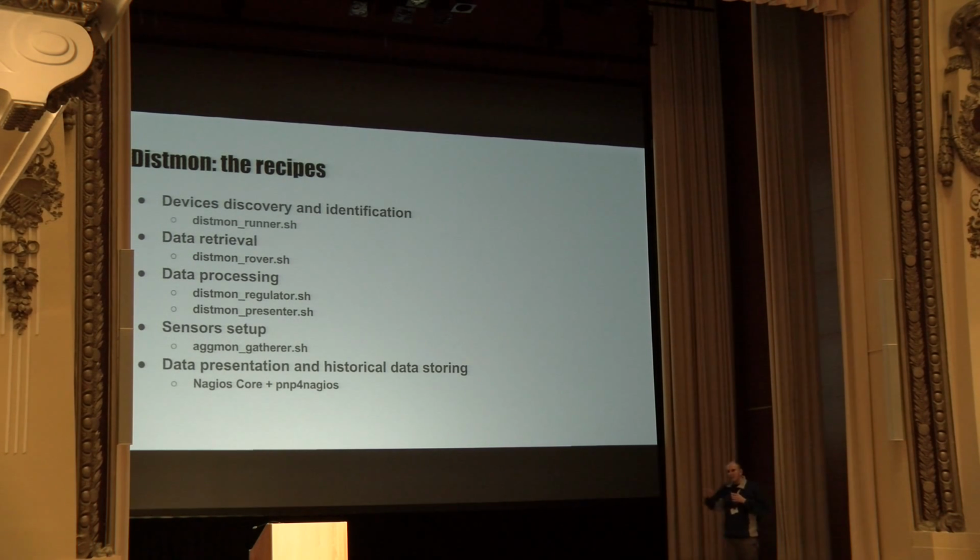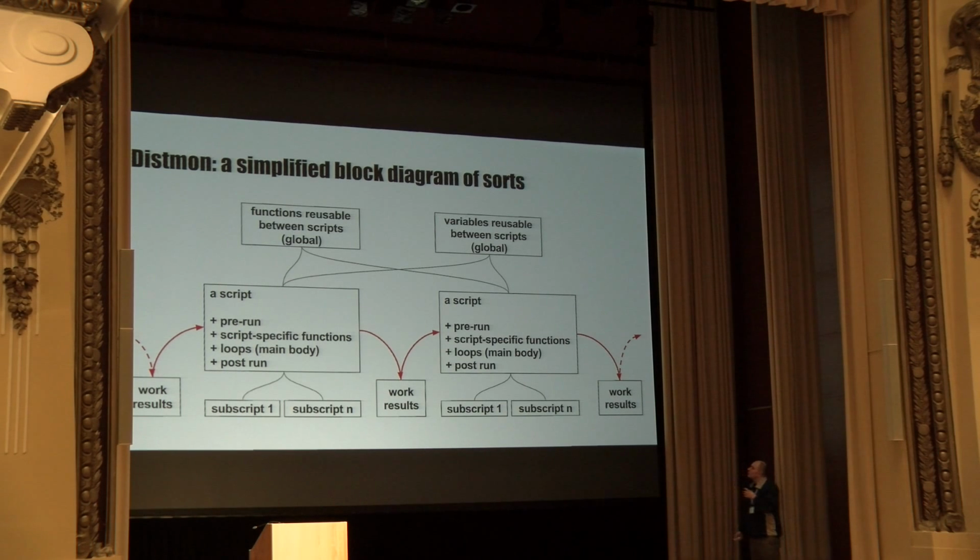And so the mental breakdown of what a monitoring system does has been addressed by the following scripts. First, discovery and identification is handled by the runner script. Data retrieval is handled by the Rover script. The processing of data is handled by two scripts, regulator and presenter. Sensor setup, and this is on the Agmon system, is handled by the gatherer. And data presentation and historical data storing is done with Nagios, as it was with the old Agmon solution. So let's go to a quick display of how the system is constructed.